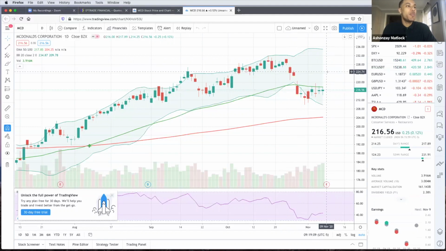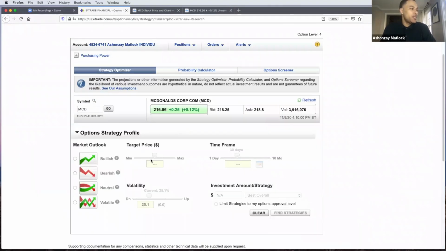And we think that at minimum, it can get up to, say, 225, or 224. We'll say 224, somewhere in that range. 224, 225 is what we think we can see, so we have that information. Now let's go back and put that into our strategy optimizer.